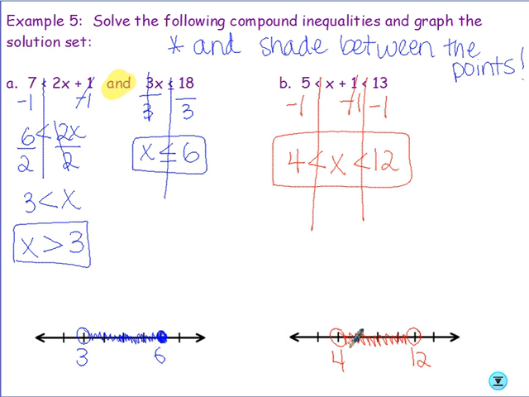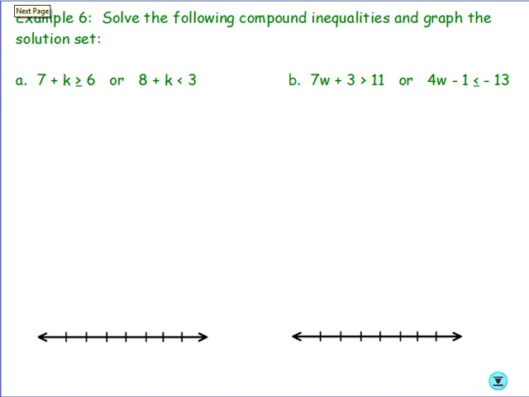So now we're going to do the exact same thing, only we're going to look at the next two problems, which are OR problems. Solve the compound inequalities and graph the solution set. Now we have an OR in between both problems. Just like the ANDs, we're going to solve both baby equations. So let's look at this first one.